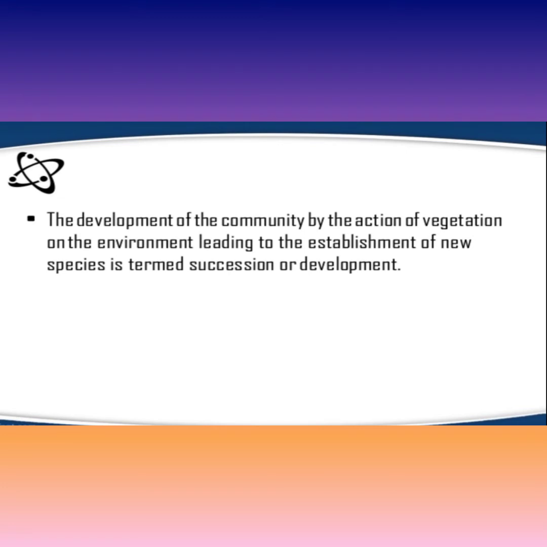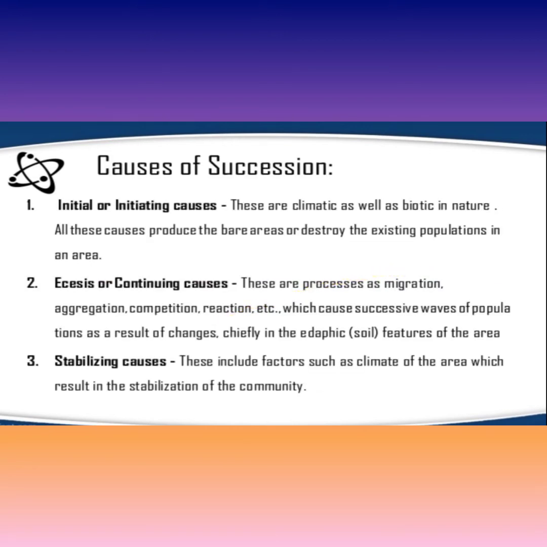The development of a community by the action of vegetation on the environment, leading to the establishment of a new species, is termed succession or a development. Then the causes of succession: initial causes, ecesis and the stabilizing causes. Initial causes are climatic as well as biotic in nature. All these causes produce bare areas or destroy the existing population in an area.